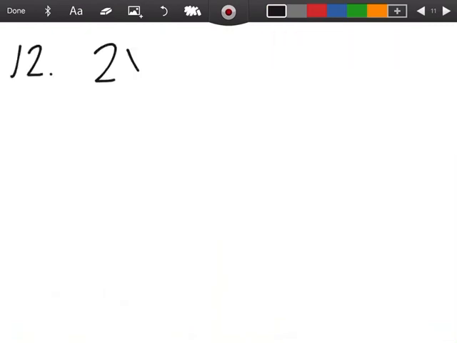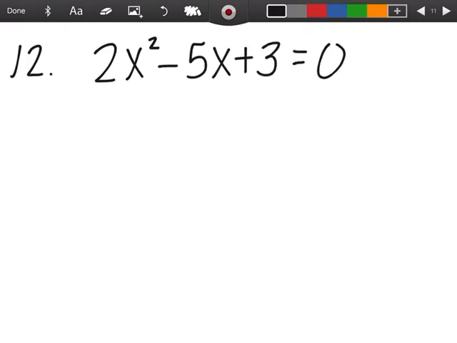So number 12 says 2x squared minus 5x plus 3 equals 0. And so here's the thing. When I do this problem, I could try to find the two numbers that multiply to be 6 and add up to be negative 5. I could use the AC method if I wanted to, or I could do the quadratic formula.